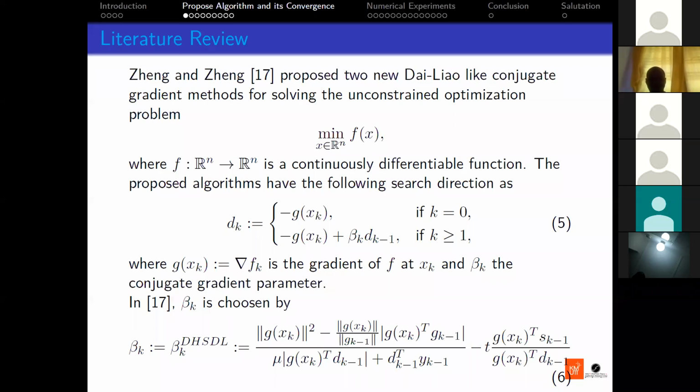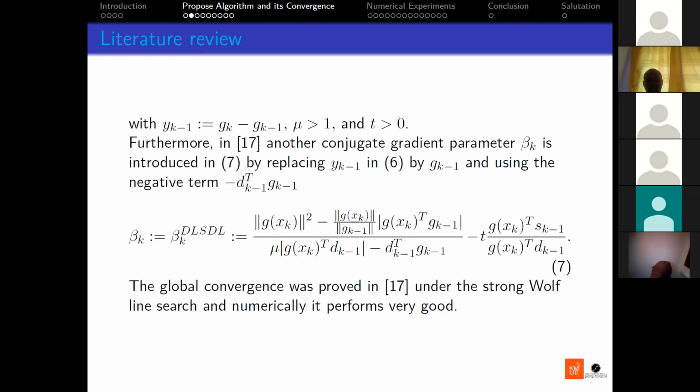Okay. So in this work by Zeng and Zeng, from this direction, we can see that they have the conjugate gradient parameter beta k. They define two beta k's. The first one is the one given by 6, which they call beta k superscript DHSDL. And another one they define, where yk is given by gk minus gk minus 1, which is the difference of the previous and the current gradient.